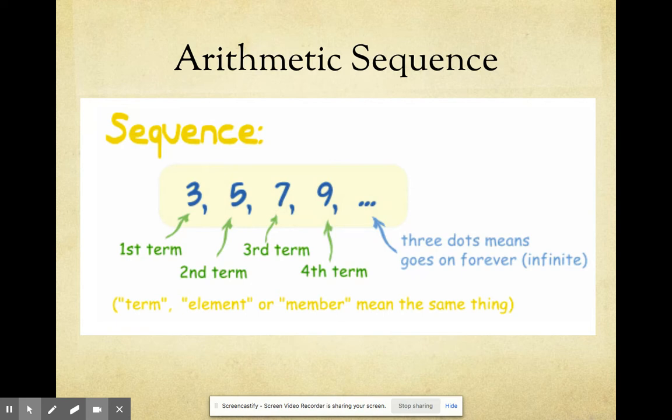An arithmetic sequence has a first term, second term, third term, fourth term, and the dots mean it goes on forever, it's infinite. If it has a constant rate of change, it's going to go on forever and ever. Term, element, or member means the same thing, okay?